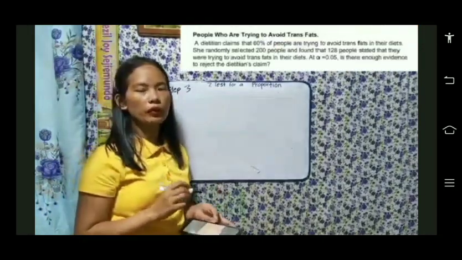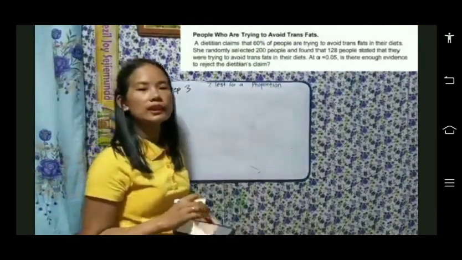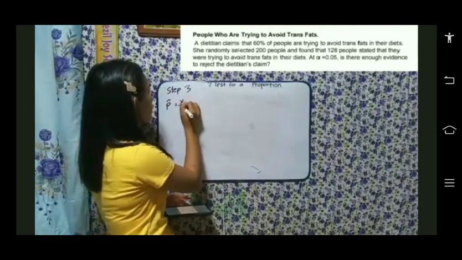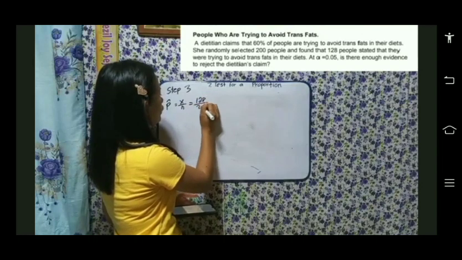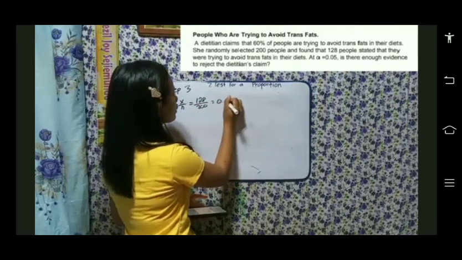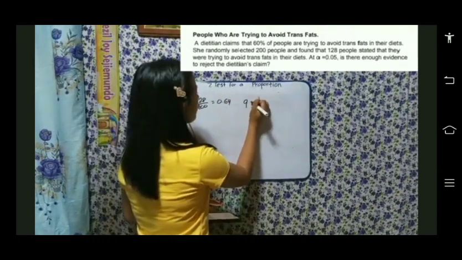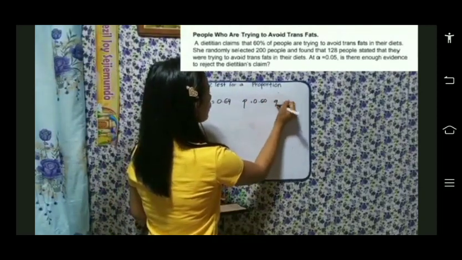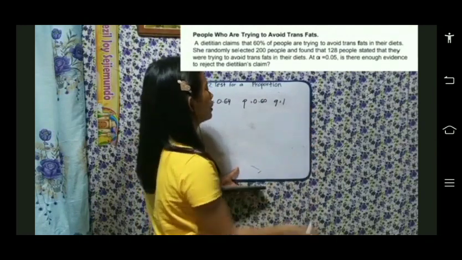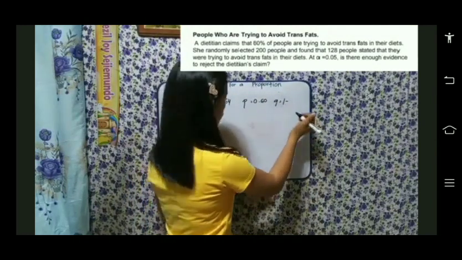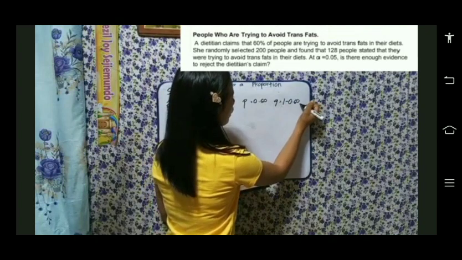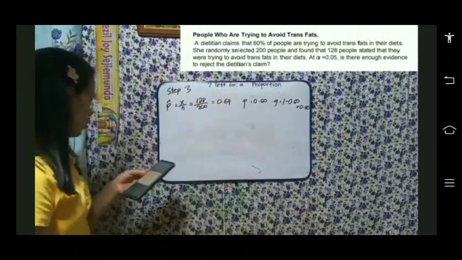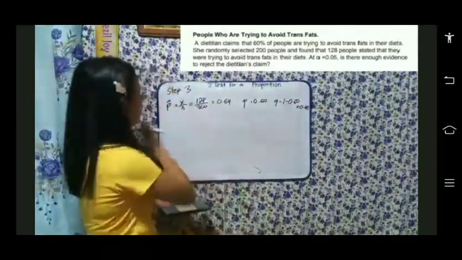Step 3 is compute the test value. First, it is necessary to find p hat. p hat was x over n equals 128 over 200 equals 0.64. And the p was 0.60 and q is 1 minus 0.60 equals 0.40. So substitute in the formula.